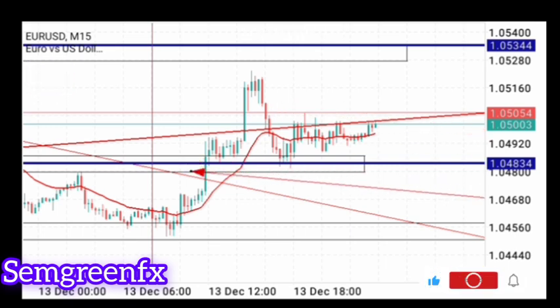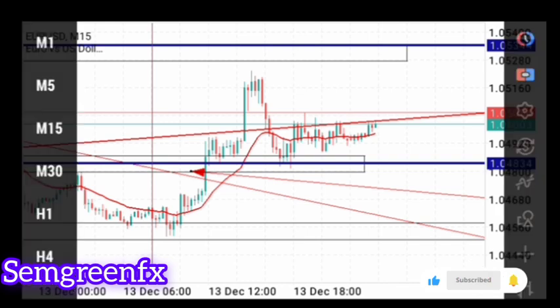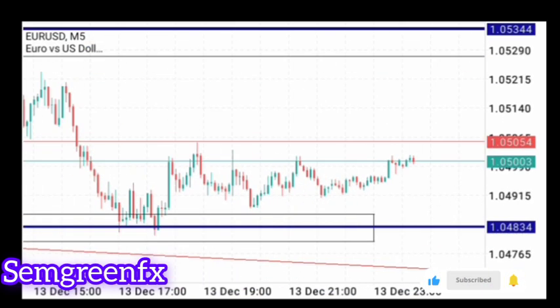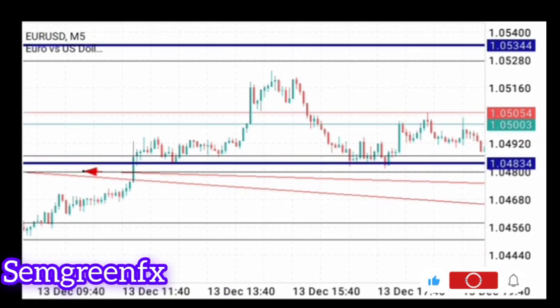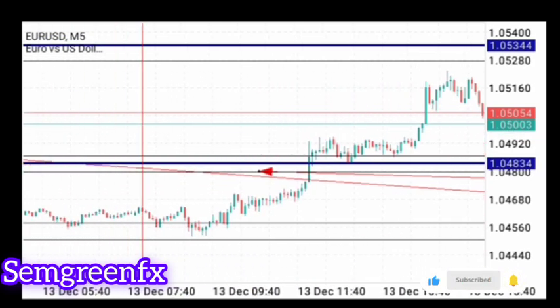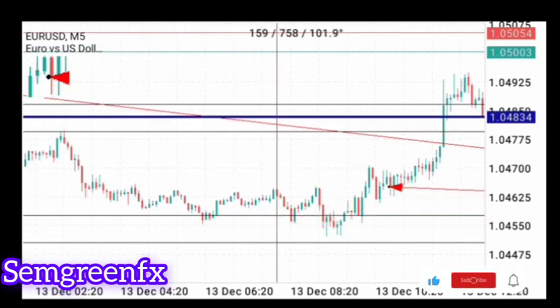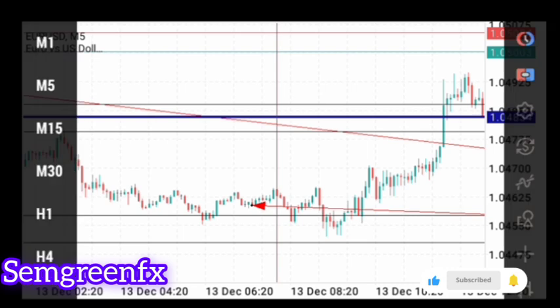But for more confirmation, to be more careful, sometimes I go to a 15 minutes and a 5 minutes time frame. Now in a 5 minutes time frame, why am I going to a 5 minutes time frame? I always go to a 5 minutes time frame to look out for a change of character. Looking very closely, you can see that there was a change of character at this level. Now let me show you change of character.